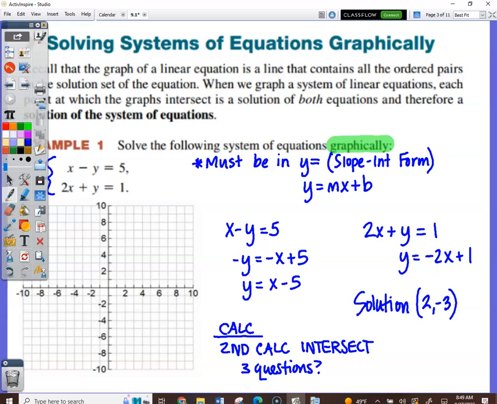Now, I put this graph here if you wanted to sketch it. Y'all recall how to graph a line? Begin with B, move with M.